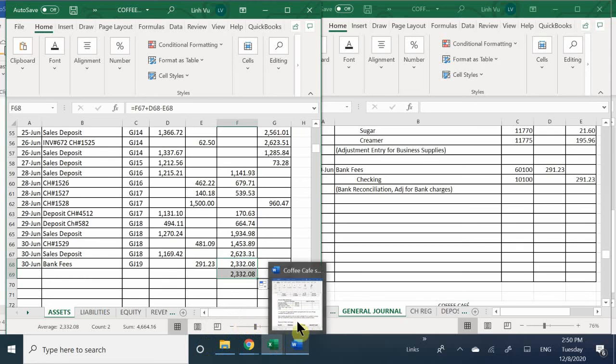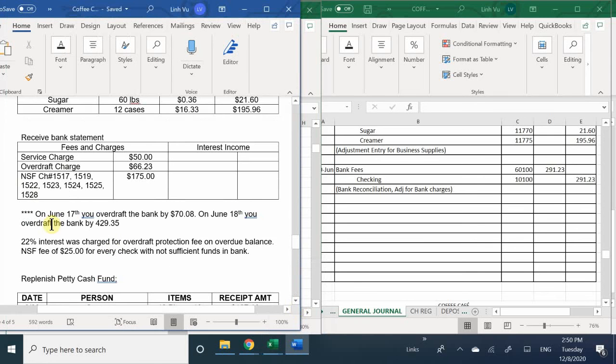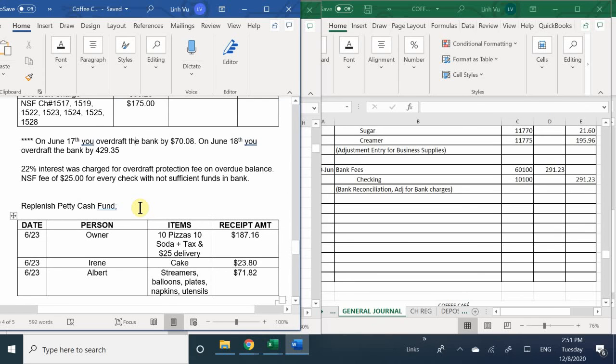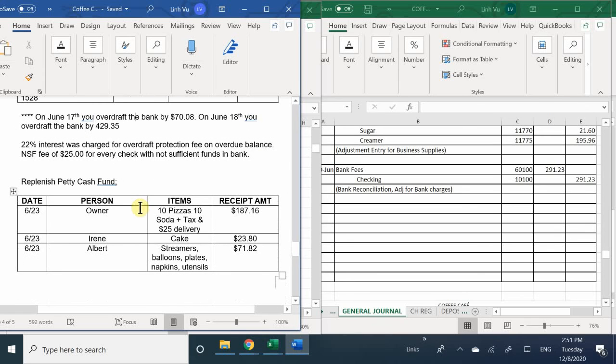All right, now that transaction's over. Let me see what happens next. So this section here is where we now need to reimburse our petty cash fund. How do we replenish our petty cash fund?